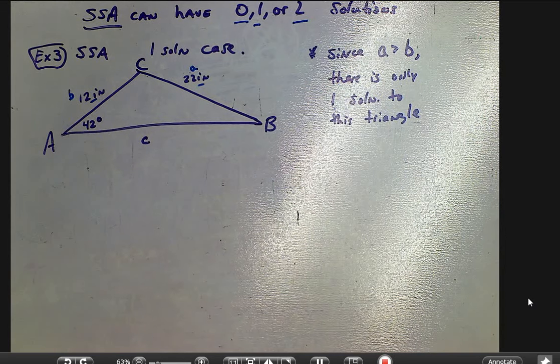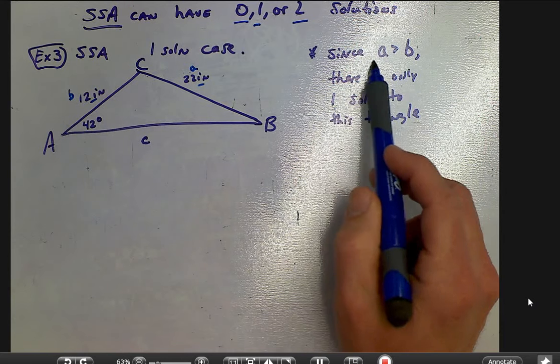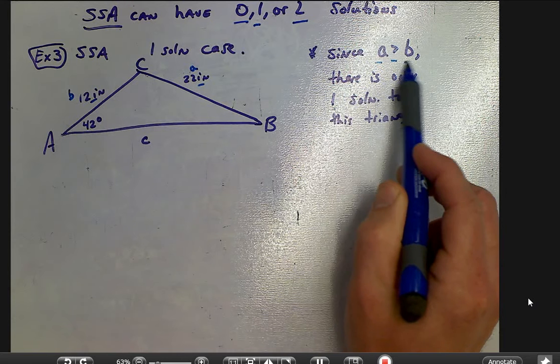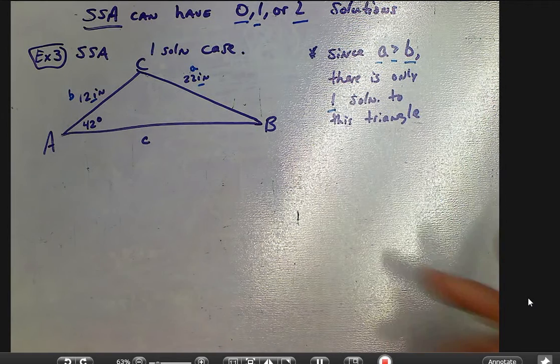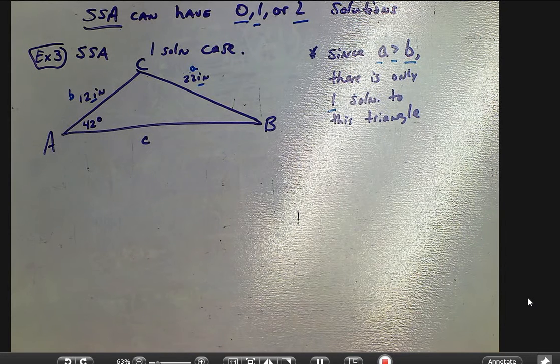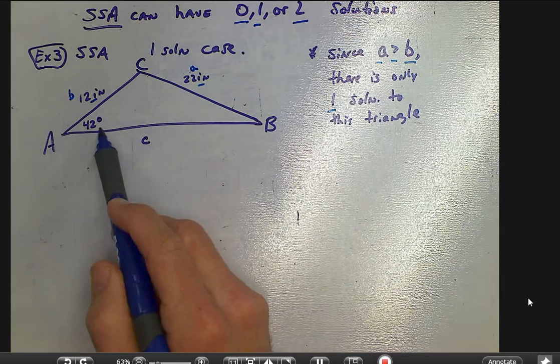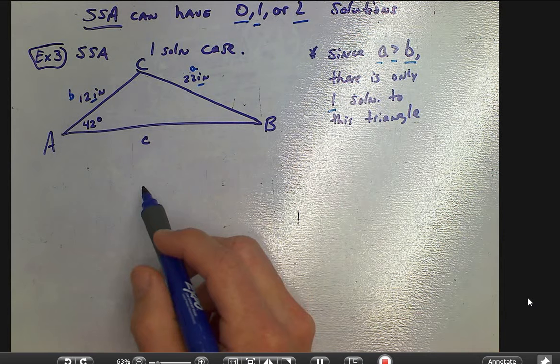In this situation, since A is greater than B, there is only one solution to this triangle, so I go ahead and solve it like normal. Since I'm only given one angle, the first thing I have to do is find another angle. And so it's going to be done like this.